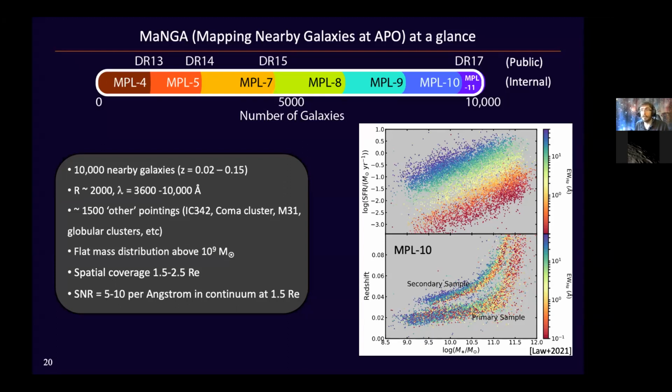This MaNGA program that we've been running is the mapping nearby galaxies at APO. And this is a survey that we've actually just completed as of the end of last year and are working on the final data products for now, which we now have a sample of 10,000 galaxies that we've looked at with this IFU spectroscopy. So in this figure here, for instance, I'm showing you the distribution of galaxy types that we're looking at. Each one of these dots is a single galaxy in our survey.